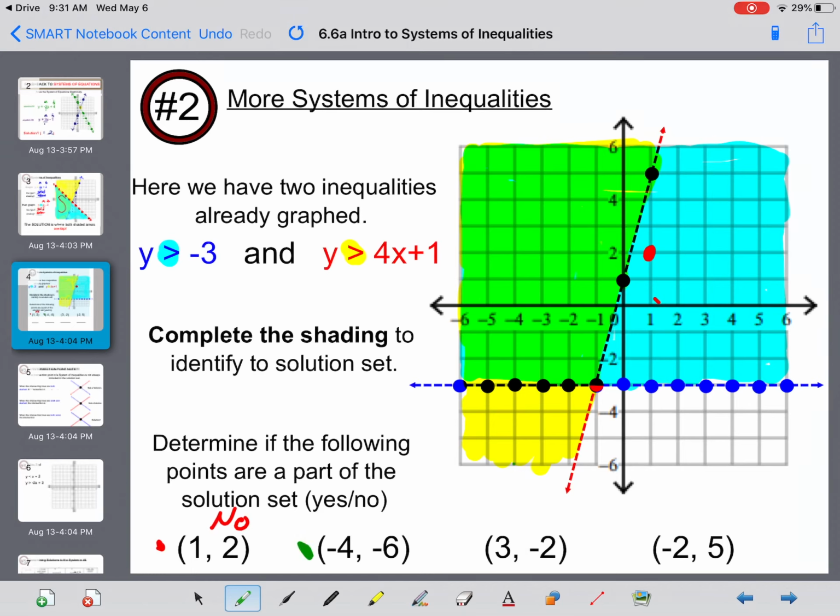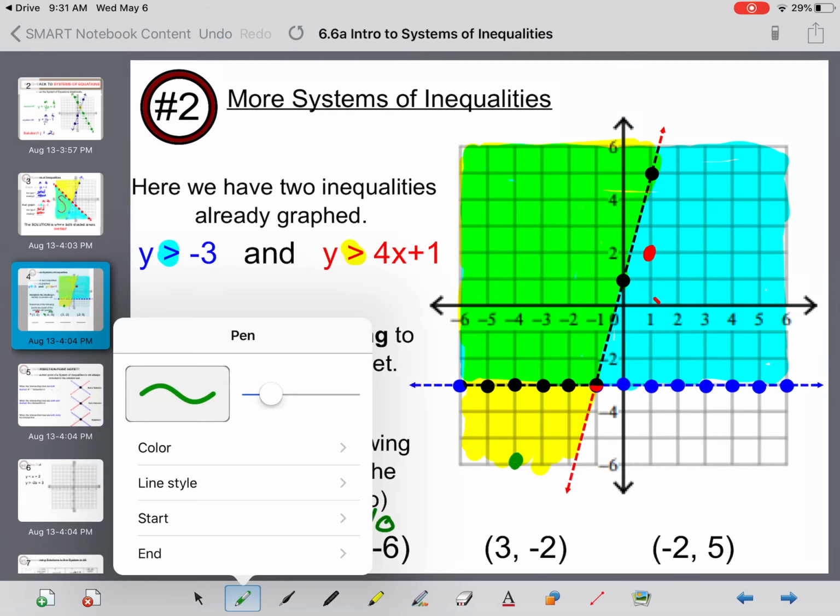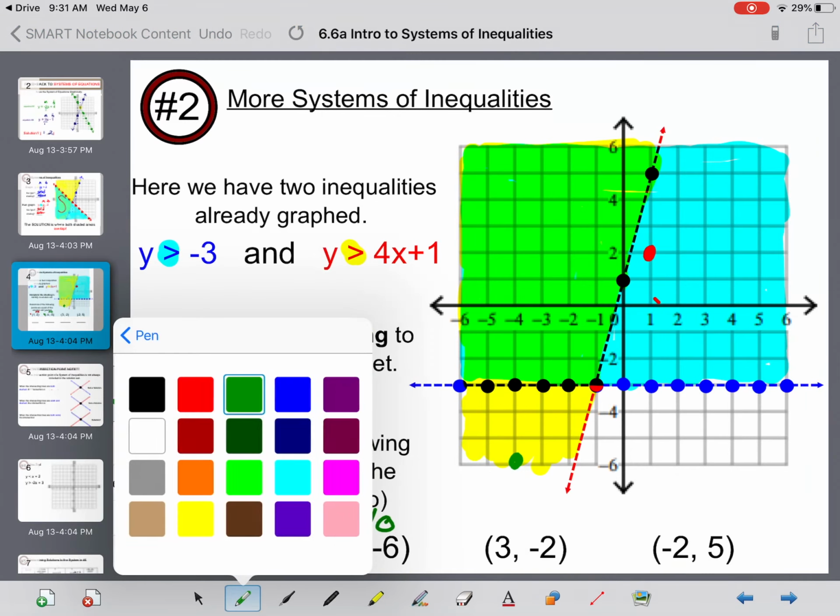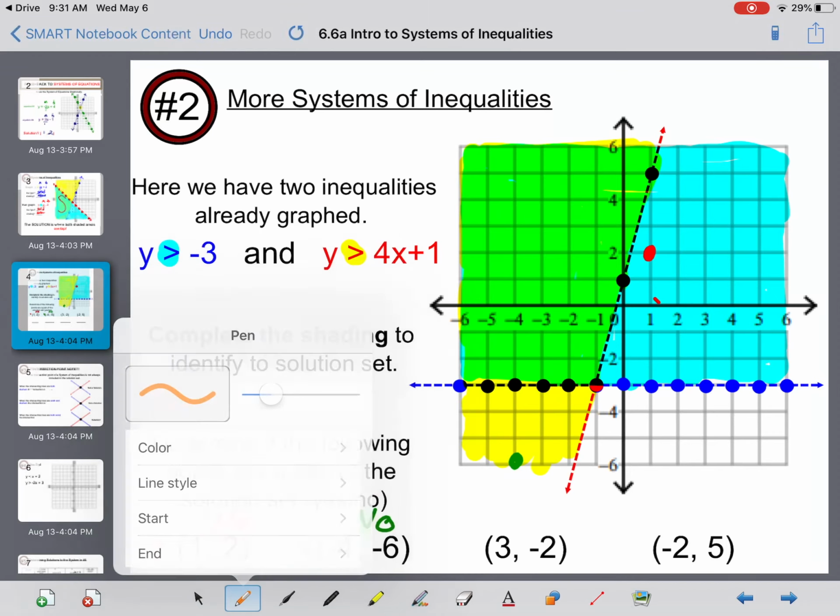For (-4, 6), we'll do it in green. That's left 4, down 6, which is down here. That's not in the green shaded region. The answer is no. It's not a part of the solution.